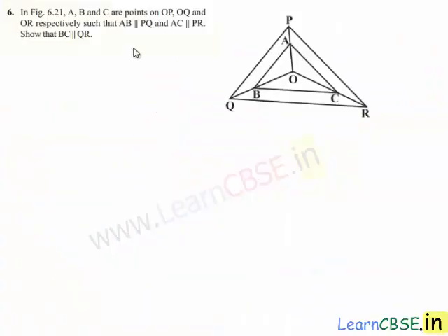Now moving on to the sixth question. In figure 6.21, A, B, C are points on OP, OQ and OR respectively, such that AB is parallel to PQ and AC is parallel to PR. Show that BC is also parallel to QR. Now moving on to the solution. He has given that AB is parallel to PQ and AC is parallel to PR, and he has asked us to prove that BC is parallel to QR.